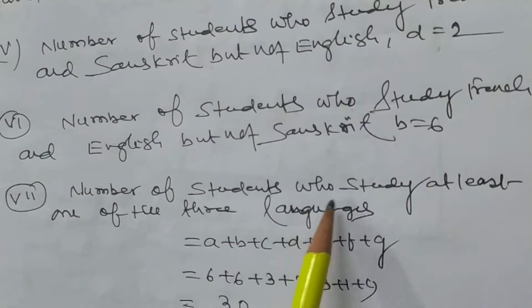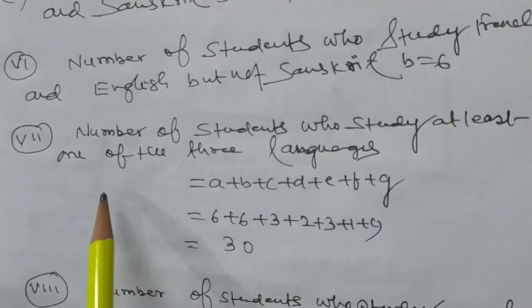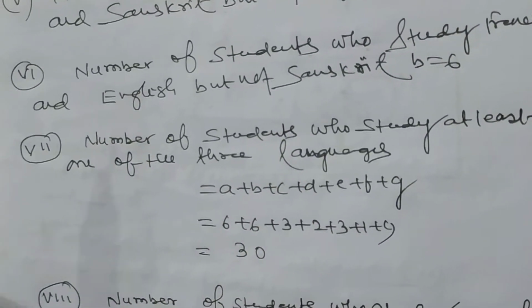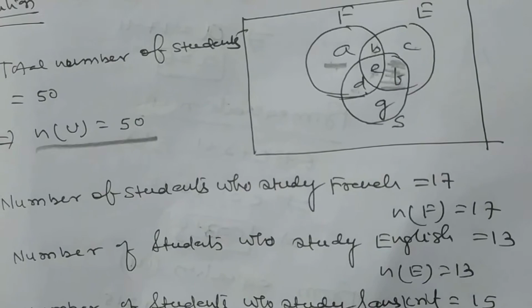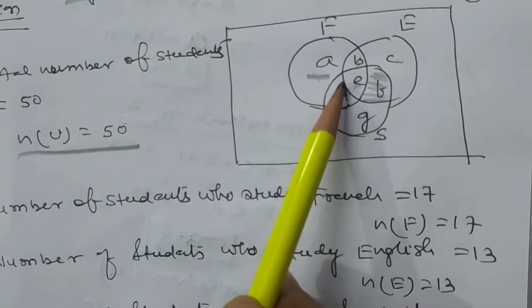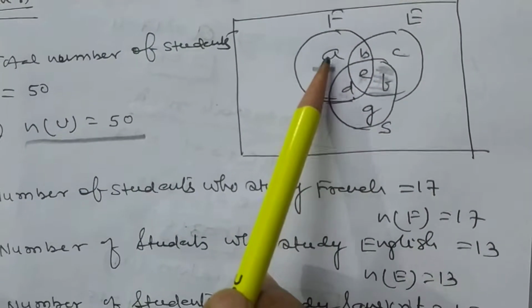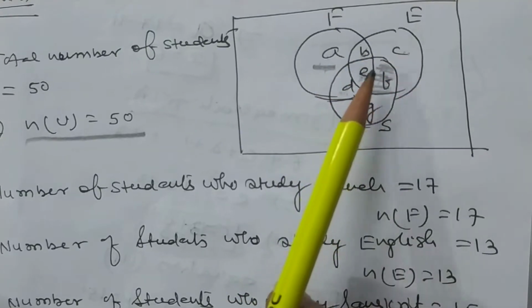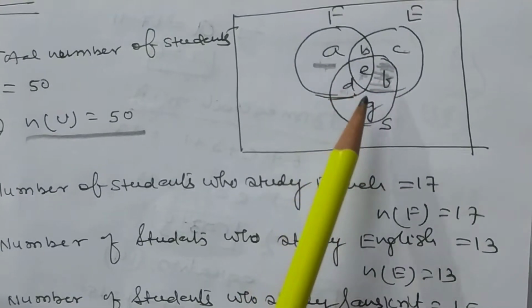And number of students who study at least one of the three languages. At least one of the three languages. Try to understand. At least one of the three languages, that is A plus B plus C plus E plus F plus D plus G.